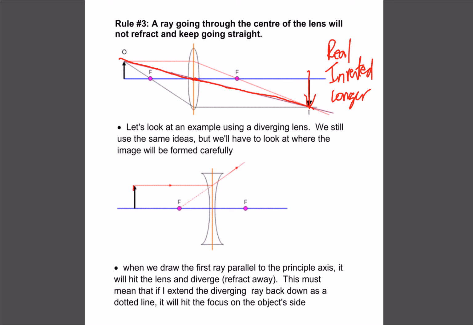In this case, our object is out front again, so we're going to do the parallel rule first. So parallel, and it's going to diverge or spread out. So we extend that back with a dotted line through the focus, so those will line up. And then if we do the center rule, that's probably the next best one. So if we do it where it goes through the center, straight through, I'm a little bit off, but you get the idea, so that our image would end up being right about there.